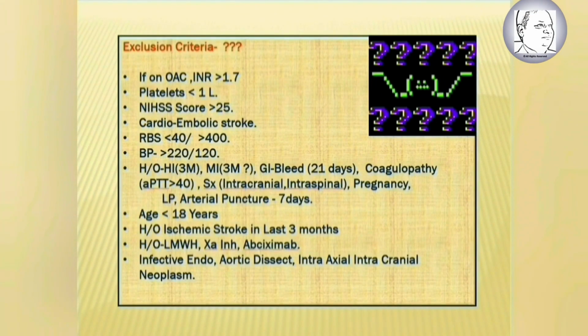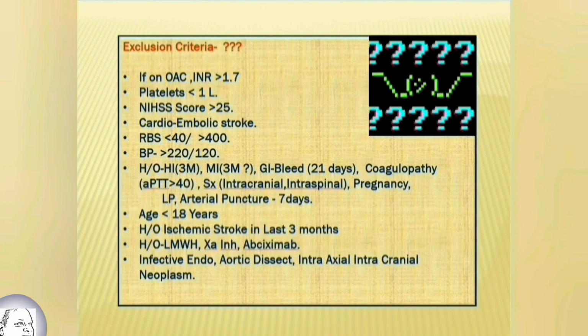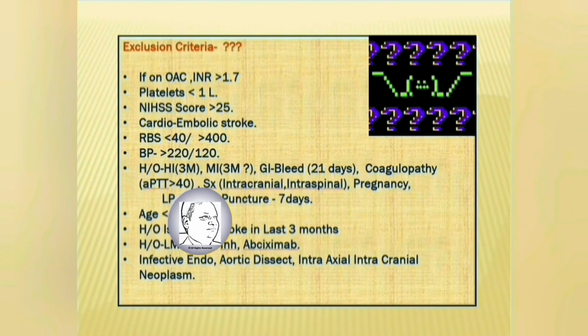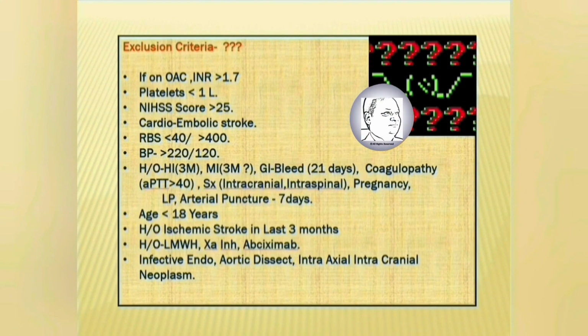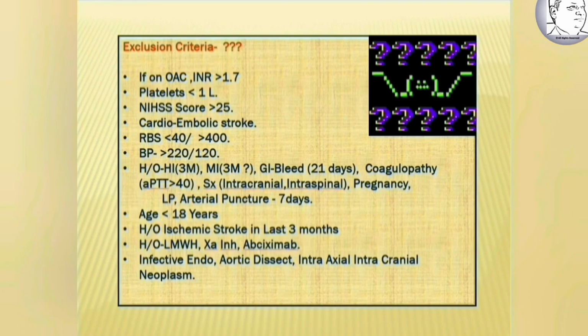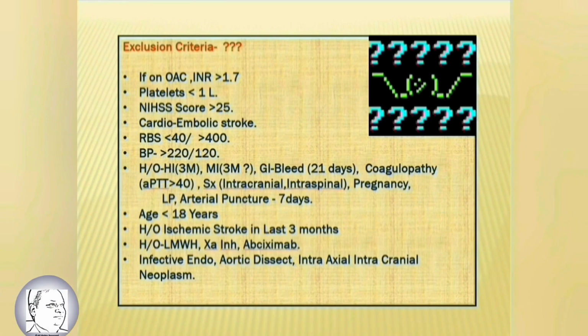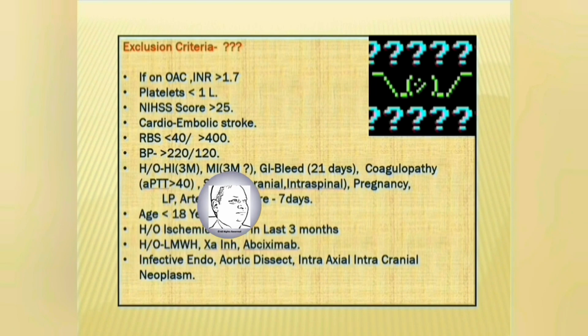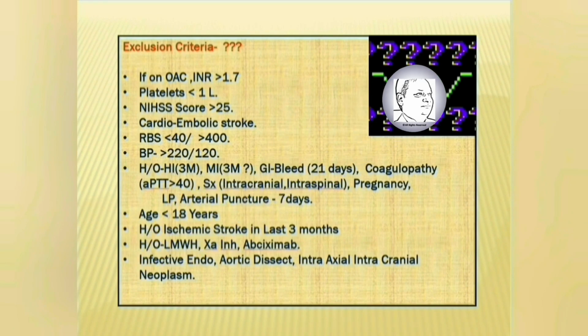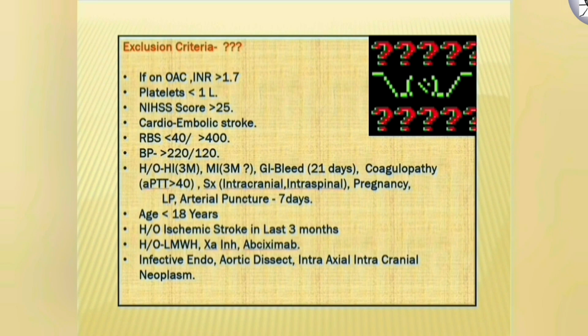Contraindications of IV thrombolysis are hypoglycemia less than 40 mg per deciliter, ICH, dense MCA sign, neoplasm, AVM, aneurysm, dissection, active bleed, recent history of head injury or stroke, bleeding diathesis, infective endocarditis, or NIHSS more than 25.